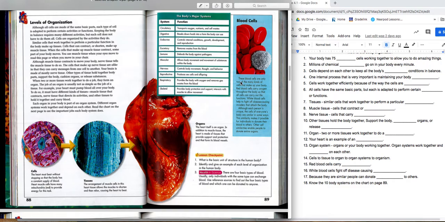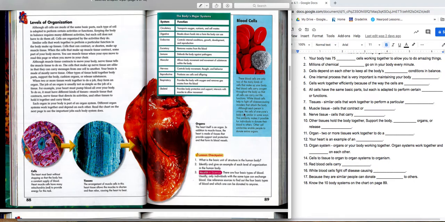I'll read the blue box on the side here. They have a picture of red blood cells and white blood cells. These blood cells are only two of the many kinds of cells that make up your body. Red blood cells carry oxygen throughout the body so that all cells can carry out life's functions. You can see the little bowl shape there in that red blood cell. That's where the oxygen sits. White blood cells help to fight off disease-causing invaders that attack the body. So over here, red blood cells carry oxygen. White blood cells fight off disease-causing invaders.